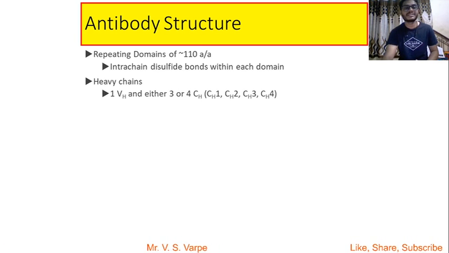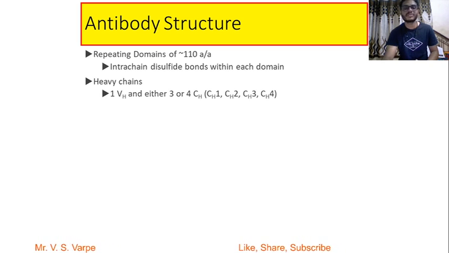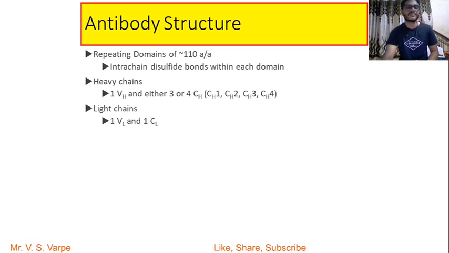Here the second point is the heavy chains. One variable heavy chain is present here, and either three or four constant heavy chains. We also call them constant heavy region 1, constant heavy region 2, constant heavy region 3, constant heavy region 4. Then the third point is the light chains. Here two light chain regions are present: one is the variable light chain, and the second is the constant light chain.